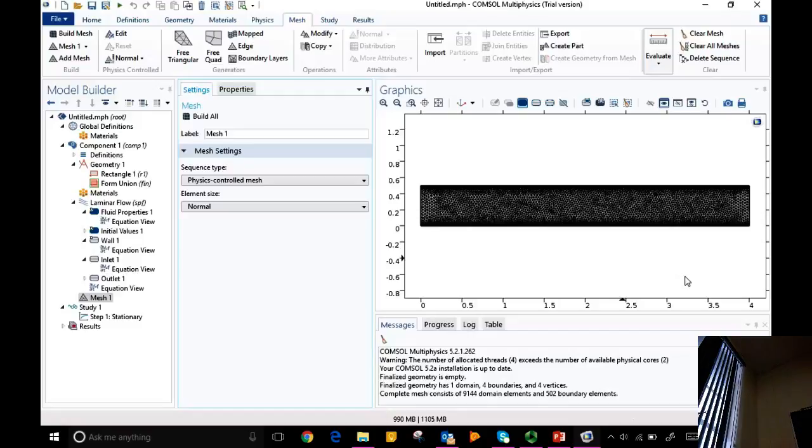So as I said, it is a physics controlled mesh. That was an option that was again default. I just picked that default option. And the element size is normal. This is truly fuzzy logic. What is normal, right? So they have an algorithm built in which maps this word normal to a certain size.